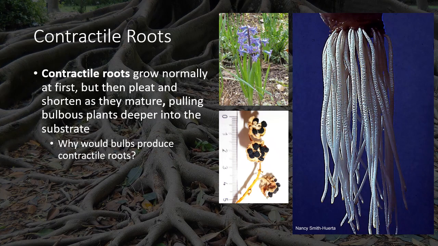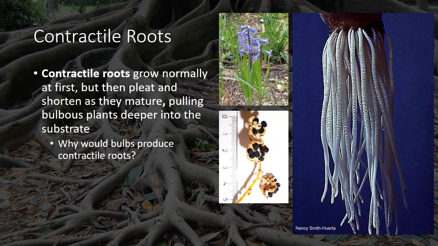Bulbs don't want to be growing on the surface because the surface is a risky place. There's a lot of mammals and birds that might want to eat you. There's a lot more disturbance on the soil surface. The temperatures fluctuate more wildly on the soil surface. There's often less water on the soil surface. Often, if you can get down about 6 inches, the soil is more consistently moist.